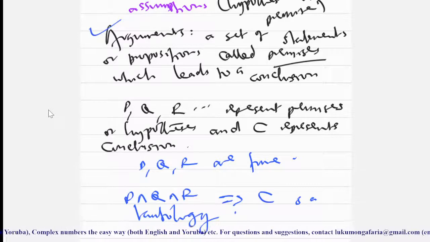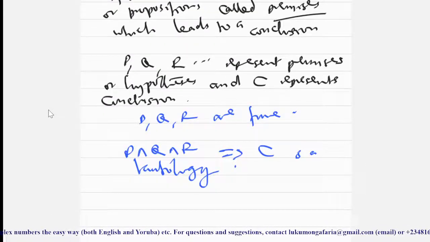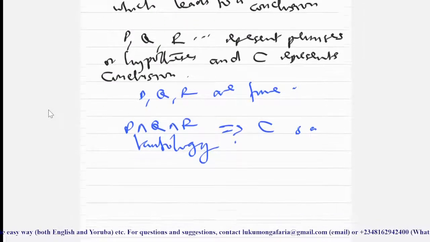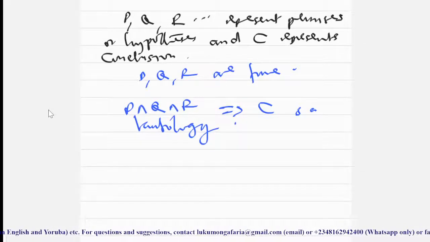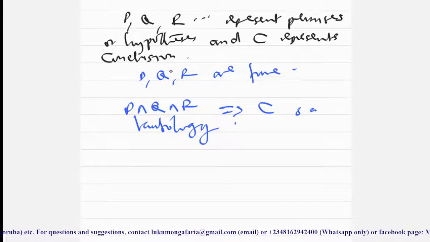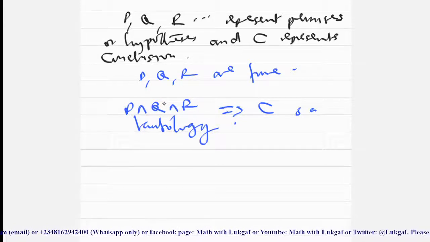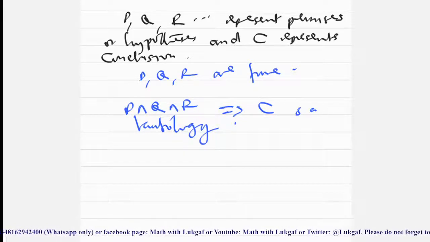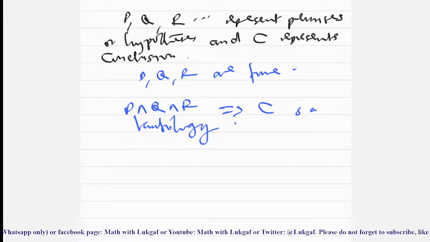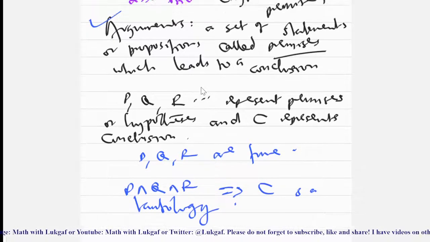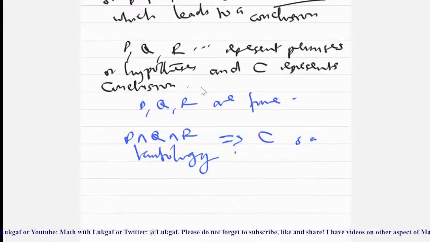I mean, all of the truth value is what? True, irrespective of the combination. Irrespective of the combination. I hope you understand the valid argument now. That is when the conjunction of your propositions implies a conclusion, then we have a tautology. I hope you understand now. So that is a valid argument.